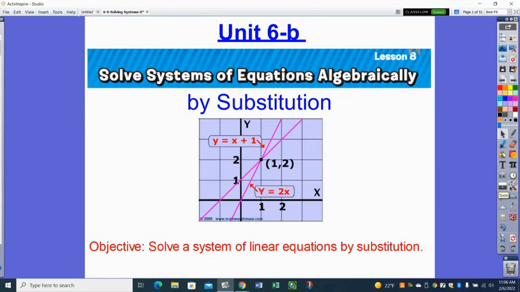Today, we're going to take our solving systems of equations one step further, and we're going to learn how to do that algebraically using something called substitution. And substitution is exactly what you think about: if a teacher isn't here, a substitute comes in. That's what we're going to see happening today with our systems.